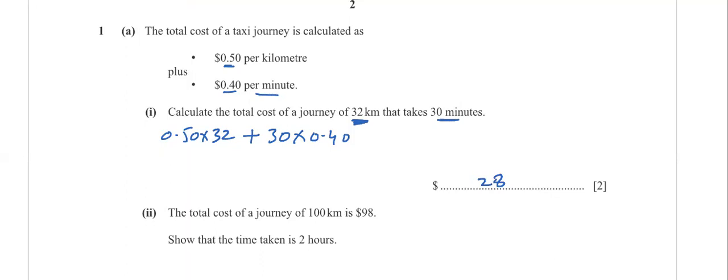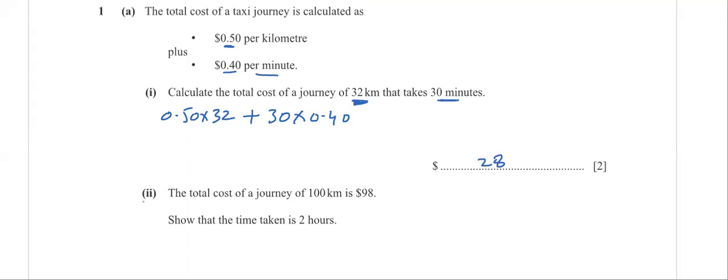Simple question. I think no complication is there at all for this question. So $28 is the fare for this one. Just very basic mathematics. Number 2: the total cost of the journey is 100 kilometers, for 100 kilometers is $98. Show that the time taken is 2 hours.